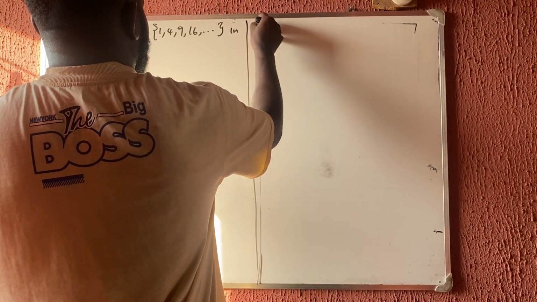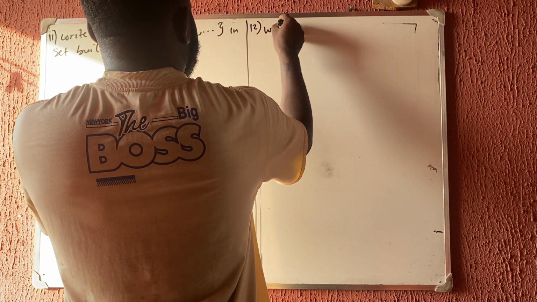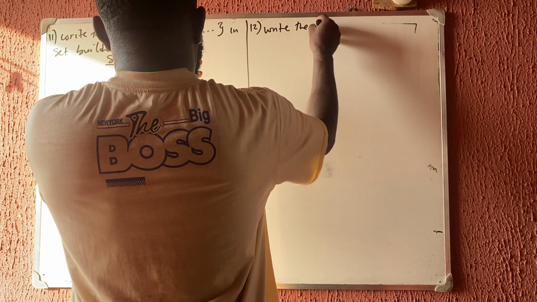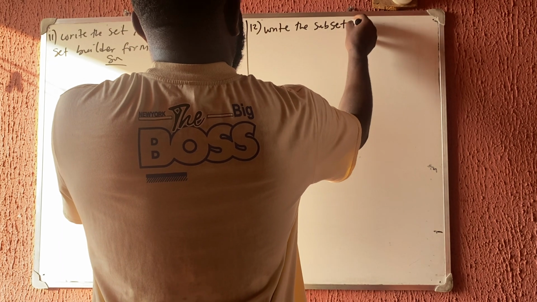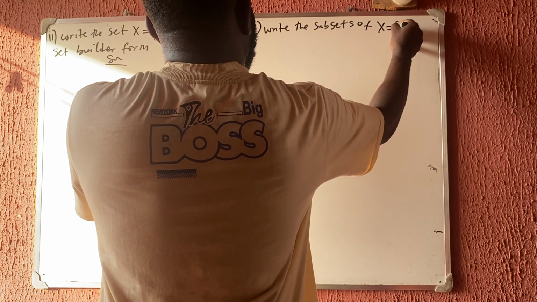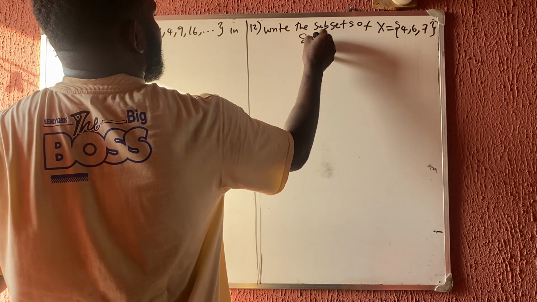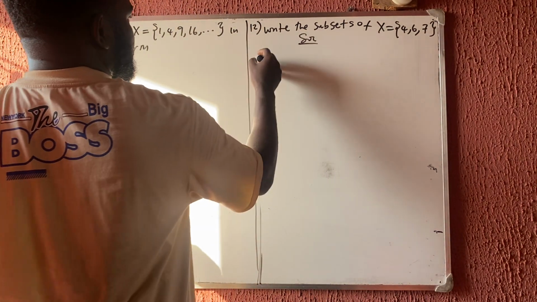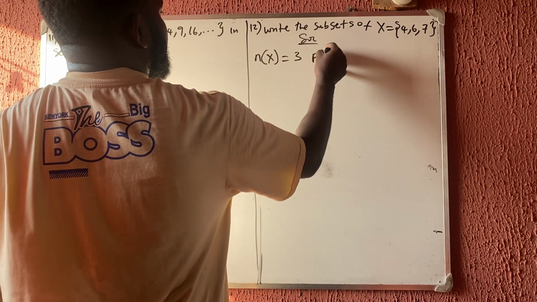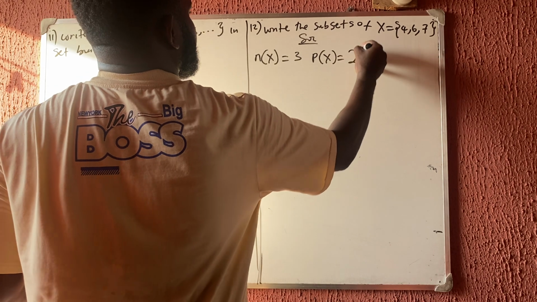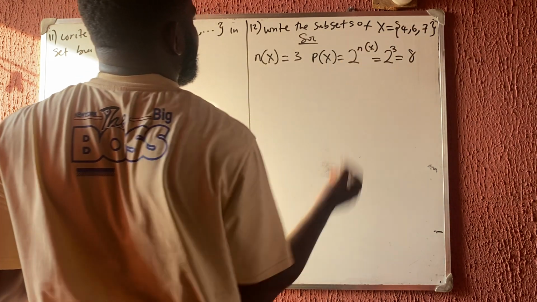So question number 12 said write the subsets of X, which is equal to 4, 6, and 7. That thing is subset, not subject. So solution. For the subsets, first of all, you need to find the power set. The number of elements of X is 3. So the number of subsets is 2 raised to the power 3, which is 8. There will be 8 in number.